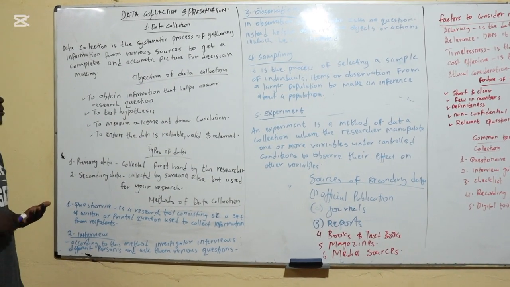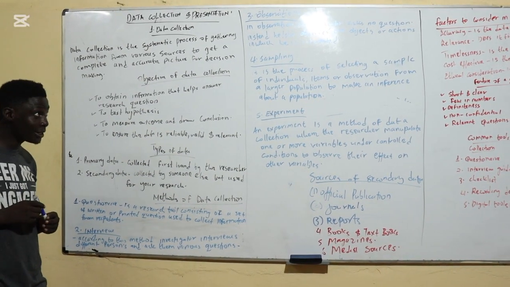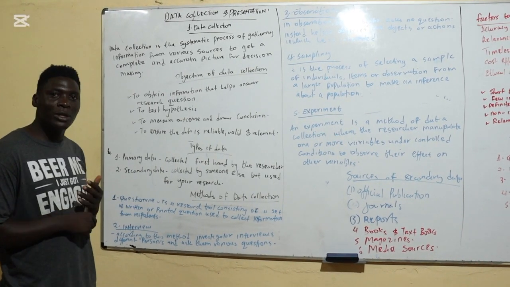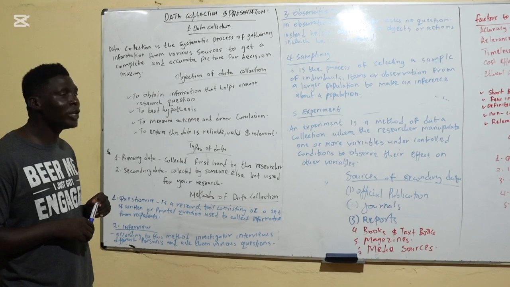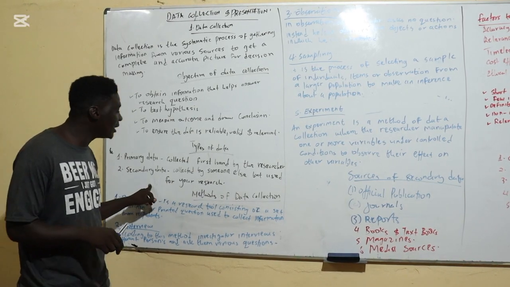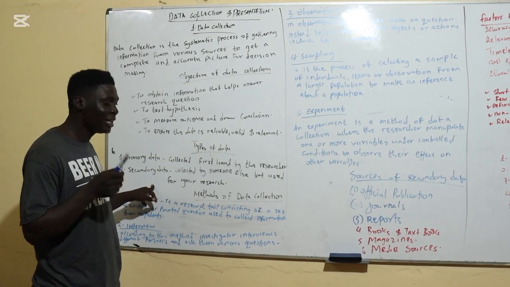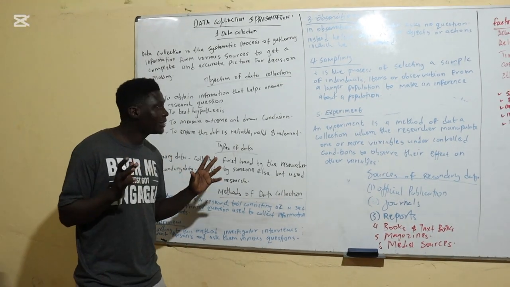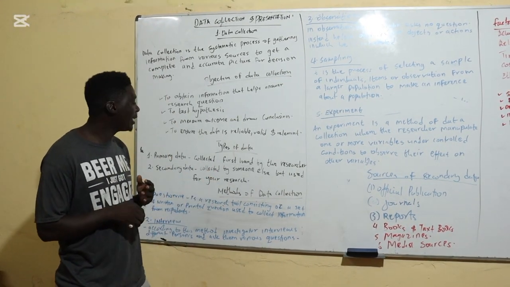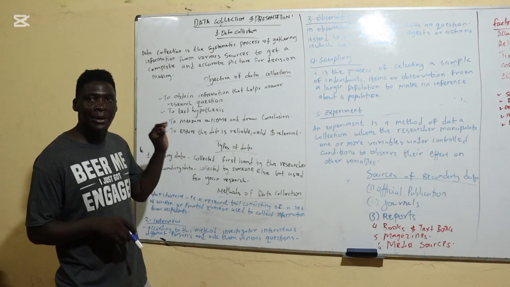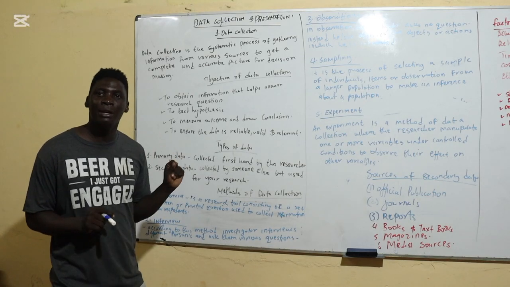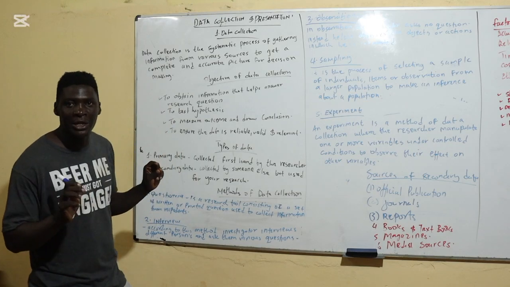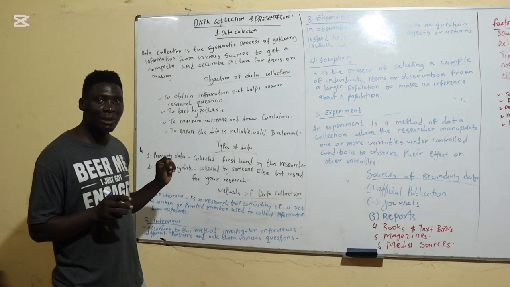But before I talk about them, I must also give you an assignment. My assignment is simple. For each and every method, I require you to highlight advantages and disadvantages, be it questionnaire, interview, observation, sampling, and experiment. So highlight 3 advantages and 3 disadvantages for each and every method. That is your assignment.